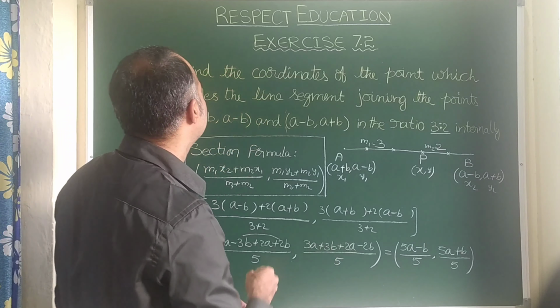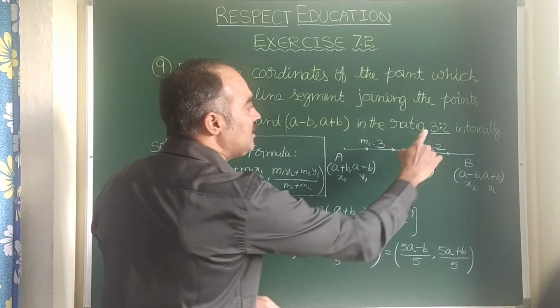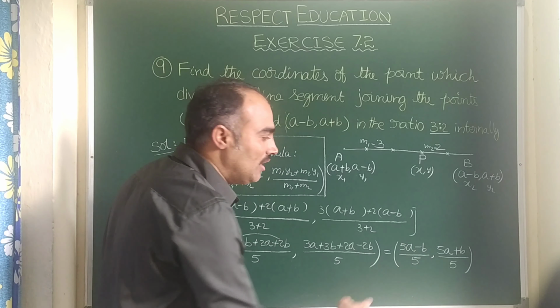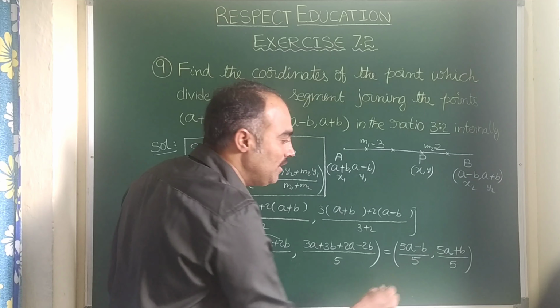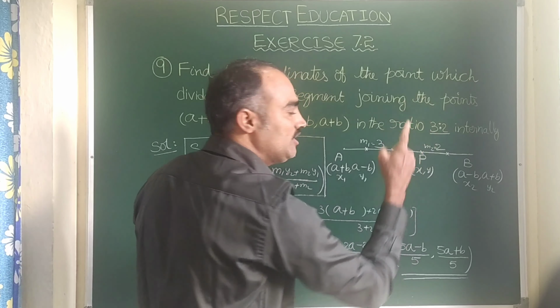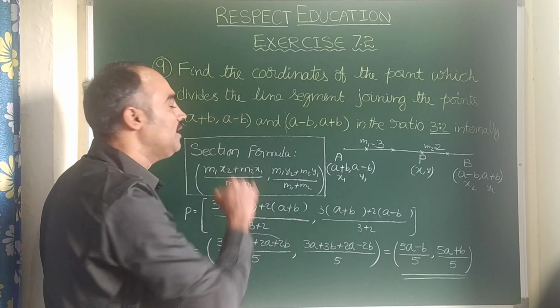Therefore, let us see the question once again. Find the coordinates of the point which divides AB in the ratio 3:2. Therefore, 5a minus b by 5, comma, 5a plus b by 5. This is the required point which divides AB in the ratio 3:2, and also this is the final step for this problem, the 9th one.